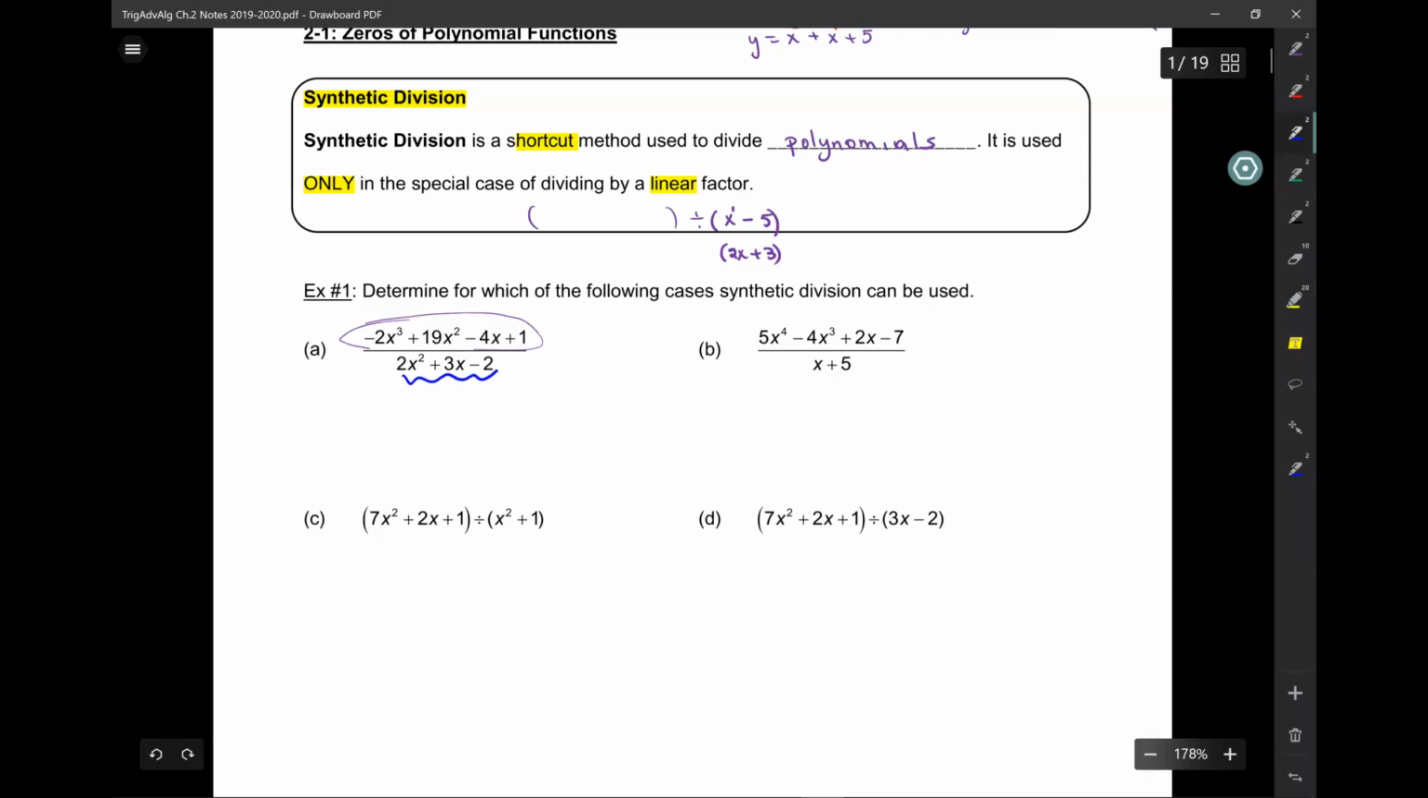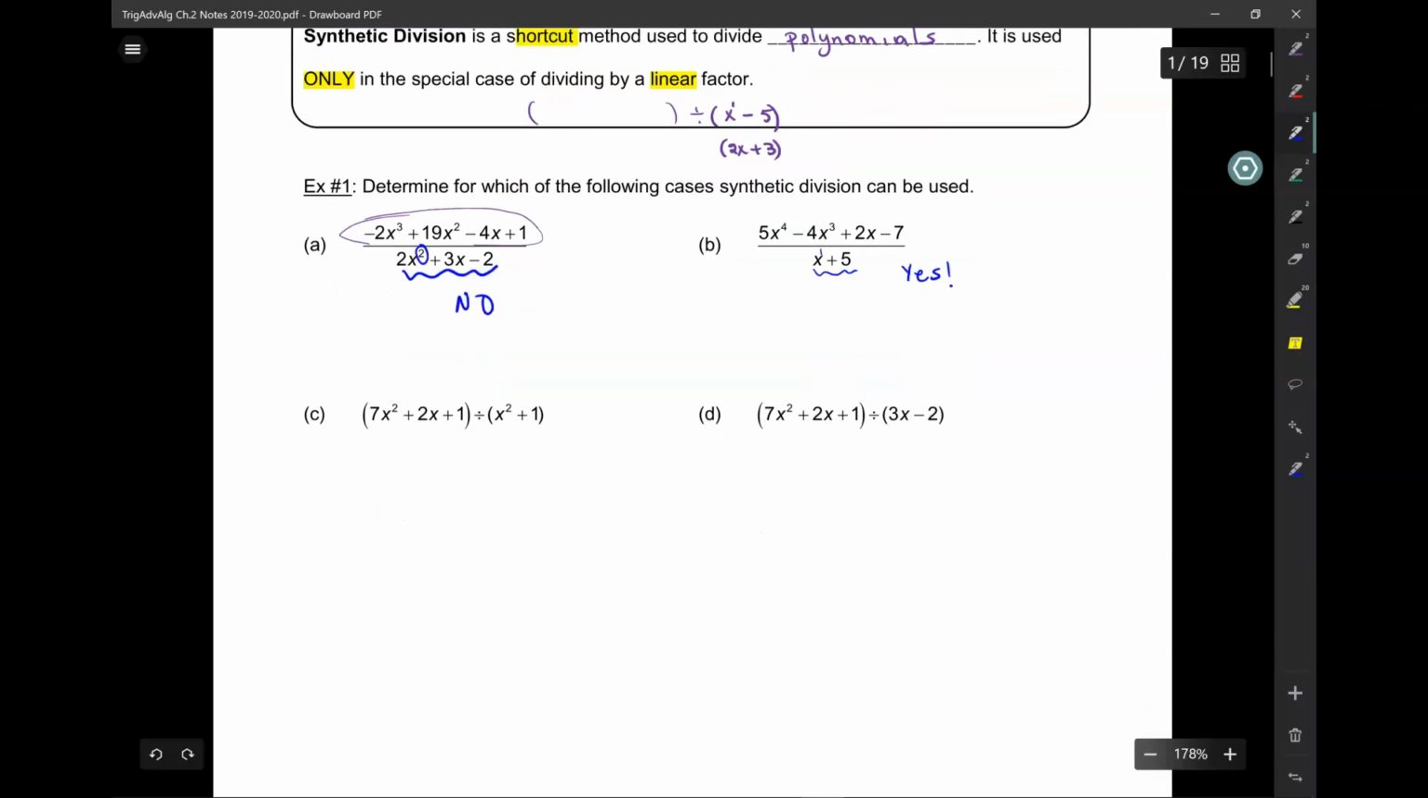Now this in the blue here can have only x raised to the power of 1. Anything higher and we can't do it. So this, because it has an exponent of 2, synthetic division cannot be used for this. Okay? Now look at this one. You have a polynomial function on top divided by x plus 5. This is x to the power of 1. Yep, this is a fantastic candidate for synthetic division.